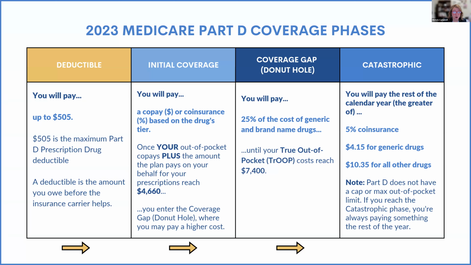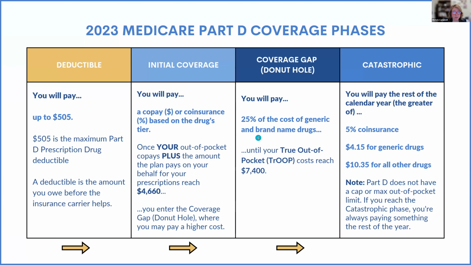Now, when the total cost of what you're paying plus the company, so if you're on a drug that's $500 a month, which is very common, all those drugs you see on TV are in the $500 to $1,000 range. Very expensive. So let's say your copay is $40. You're paying $40, the company's paying $460. When that $500 combined reaches $4,660 for this year, you hit the coverage gap, known as the donut hole. For next year, it's $5,030.